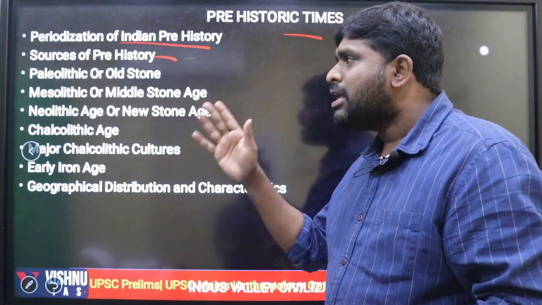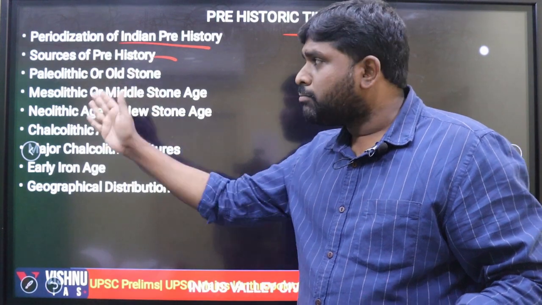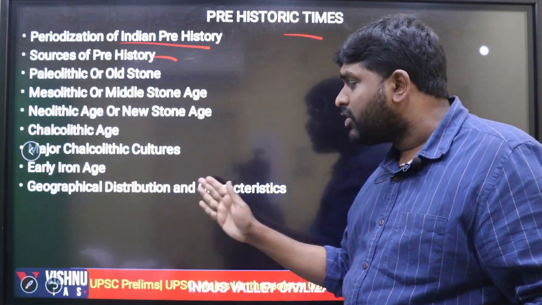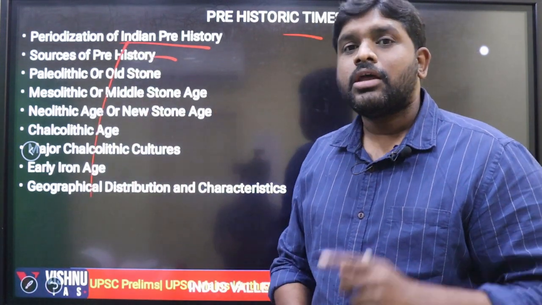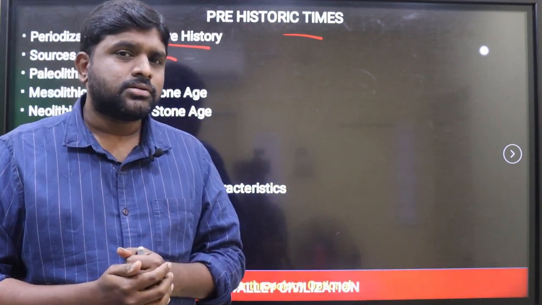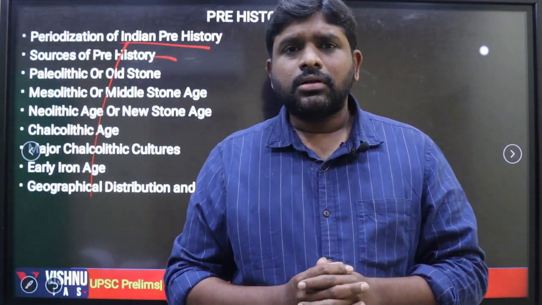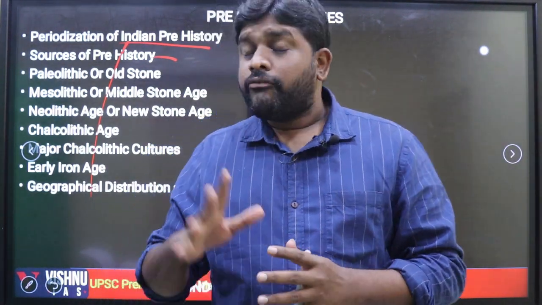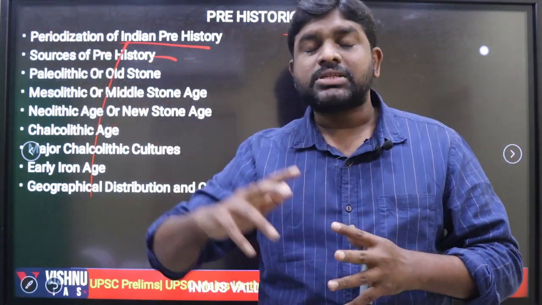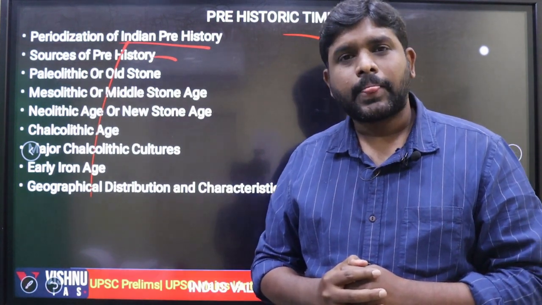So the prehistories are Paleolithic, which is divided into lower Paleolithic, middle Paleolithic, upper Paleolithic, then Mesolithic, Neolithic, Chalcolithic, major Chalcolithic cultures, early Iron Age, and the geographical distribution and characteristics of this prehistory. First, compulsory, one question will be in prelims and one question in mains; we expect one question. In 2019-20 there were questions linked with art and culture and ancient India, like prehistory. The same syllabus is also present in the anthropology optional. So these are prehistoric societies.